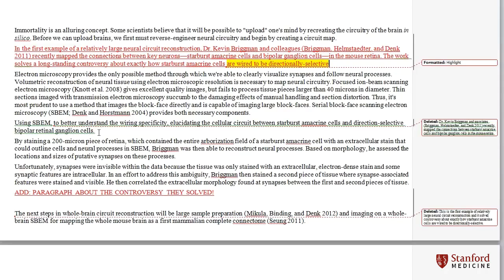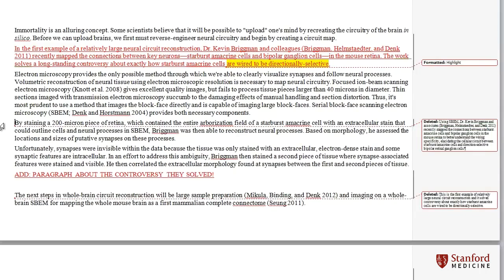Now, we ended up leaving a little bit down in this fourth paragraph where I had cut the details about Dr. Brigman's study and moved it up here. I'm actually going to cut all of this because there really isn't anything in this remaining material that we haven't already covered elsewhere. They were trying to better understand the wiring. Well, we've already said it's about mapping the circuits. Elucidating cellular circuits, we've already said that in this second paragraph. And the directional selectivity about the particular types of cells, that's already mentioned here. So I don't think any of this is adding anything. I think we can delete all of that information, get rid of that third paragraph.